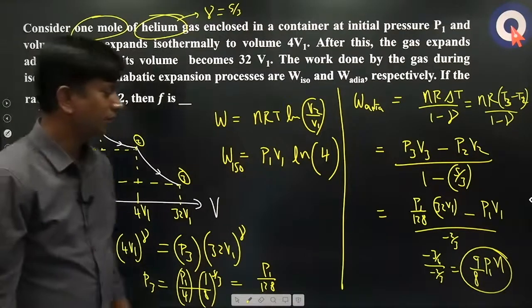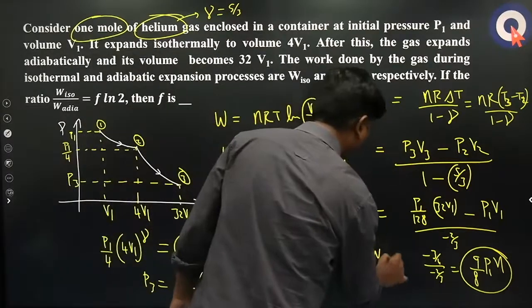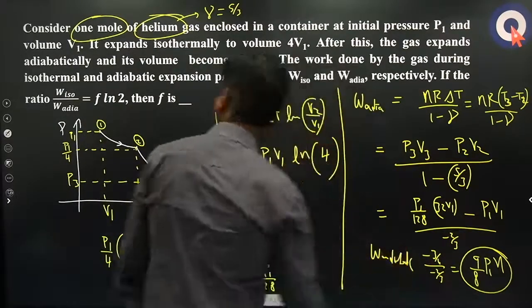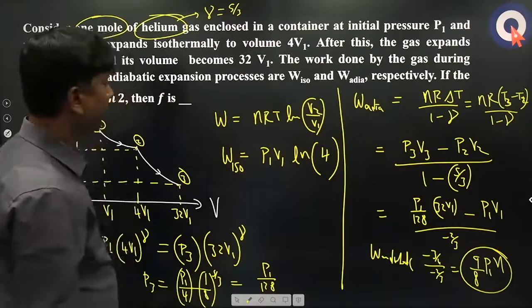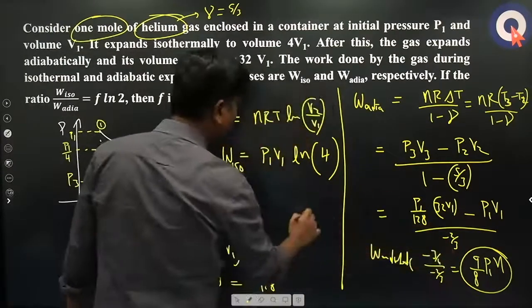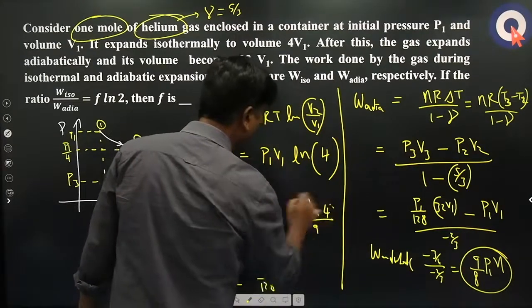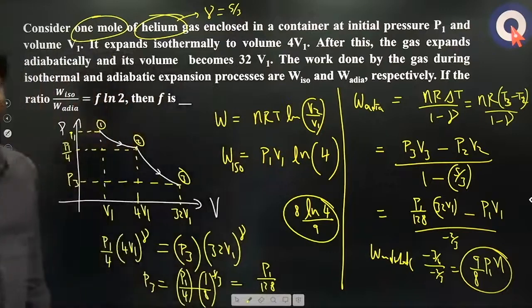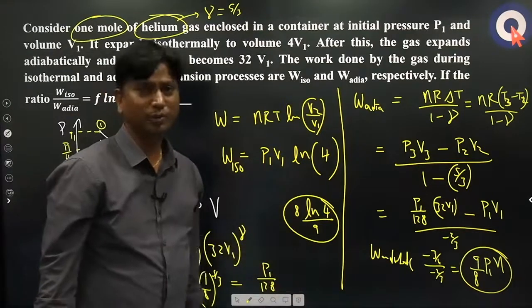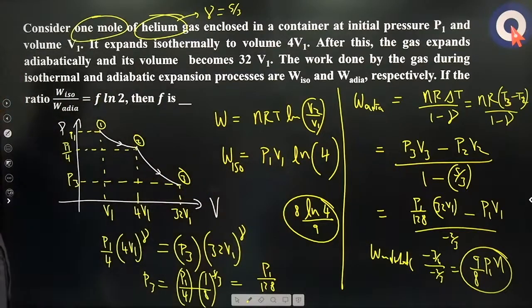So that was 9 by 8 P1 V1, and this was this one. This is the work done in adiabatic. They are simply asking the ratio isothermal by adiabatic. So by this one, P1 V1 will get cancelled. So your answer is ln 4 by 9 by 8, so 8 by 9 ln 4. Ln 4 is 2 ln 2. Ln 2 is 0.693. All that you substitute. Get the answer to the nearest integer.